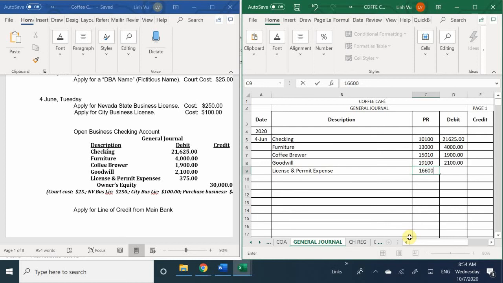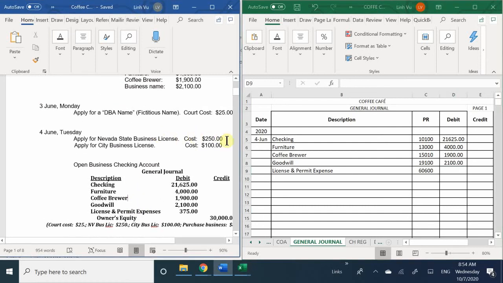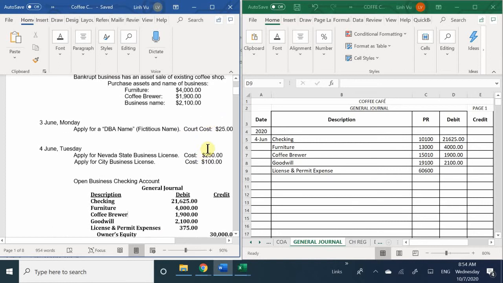60,600. Perfect. License and permit. Perfect. And it was for a grand total of 375. So again, that included 250 for our state, 100 for our city, and we also had to pay $25 to the government to change our name. So that gives us a grand total of 375.